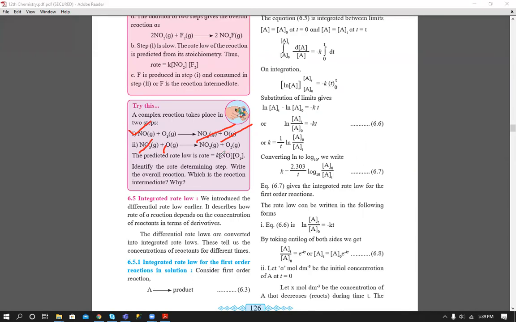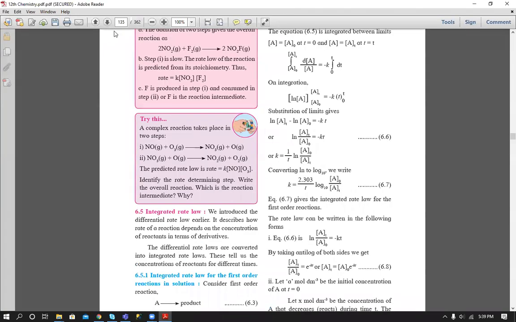Okay, I think this NO3 is also a reaction intermediate because both are produced in the first step and get consumed in the second step. So both are reaction intermediates because these both will get cancelled and you will get NO plus O3 gives NO2 plus O2. So both are reaction intermediates. Okay, so in this way we covered the molecularity topic in order of reaction. So let's see some of the unsolved problems.